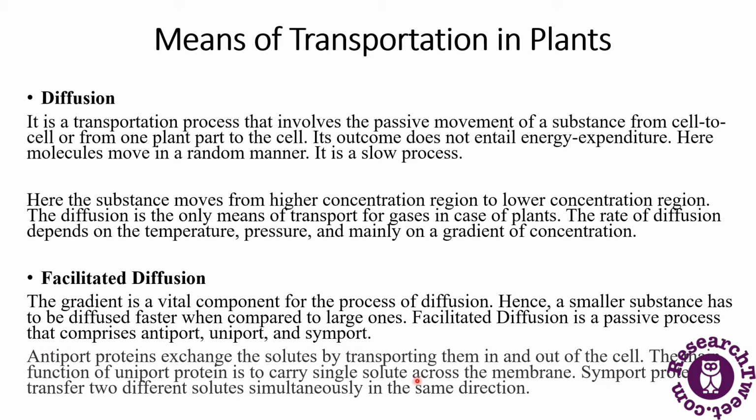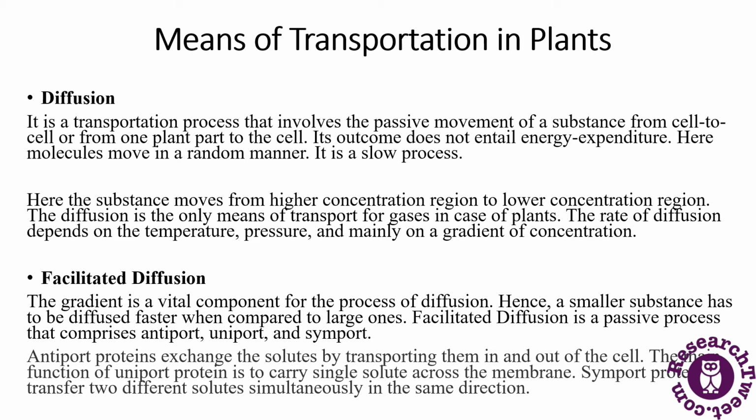The antiport function is the exchange of solutes by transporting them in and out of the cell. The main function of uniport is to carry a single solute across the membrane, and the main function of symport proteins is to transfer two different solutes simultaneously in the same direction. So this was about the means of transportation.